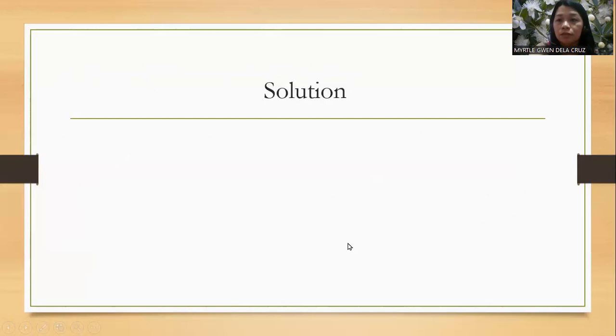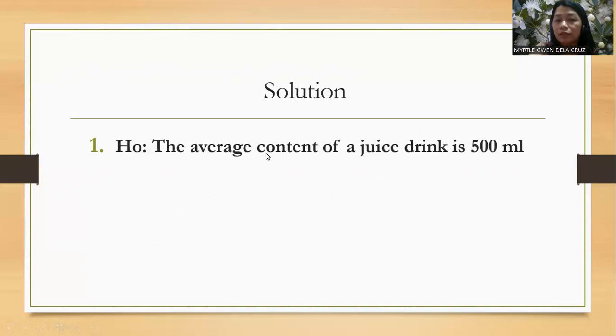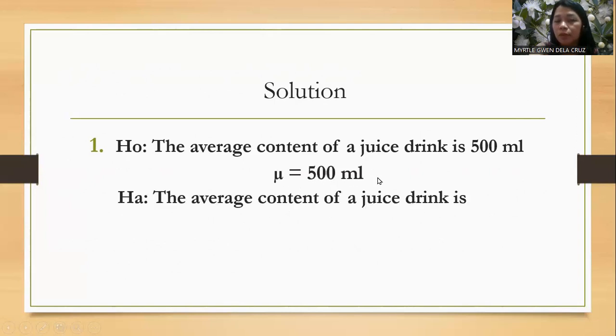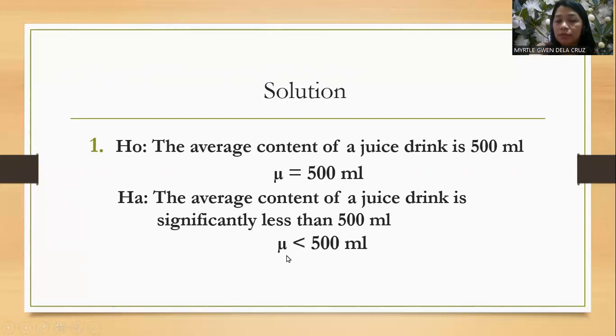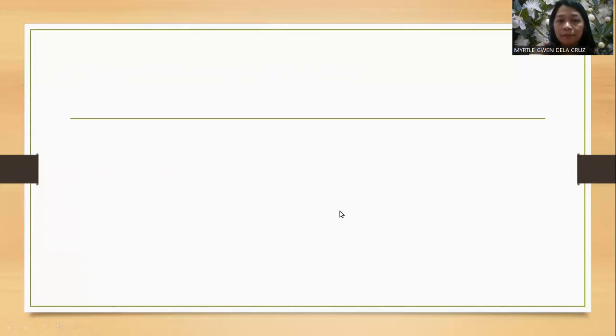Now, our solution. The null and alternative hypothesis are these. The average content of the juice drink is 500 ml for our null hypothesis. In symbols, this is mu is equal to 500 ml. And our alternative hypothesis, the average content of a juice drink is significantly less than 500 ml. In symbols, that is mu is less than 500 ml. So this is a one-tailed test. There's no need for us to divide the level of significance by 2, since this is a one-tailed test.